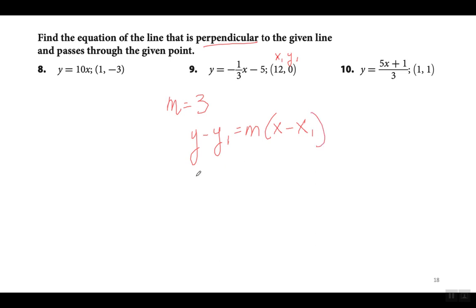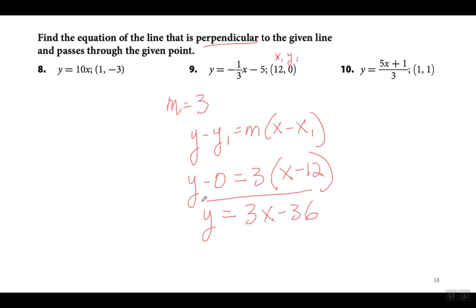Now I'm going to substitute the values. Y minus 0 equals 3 parentheses x minus 12. Distribute, y minus 0 is y. Distribute on the right and you'll have 3x minus 36. That one was quick and easy. Alright, I'm done. Let's do the last one.